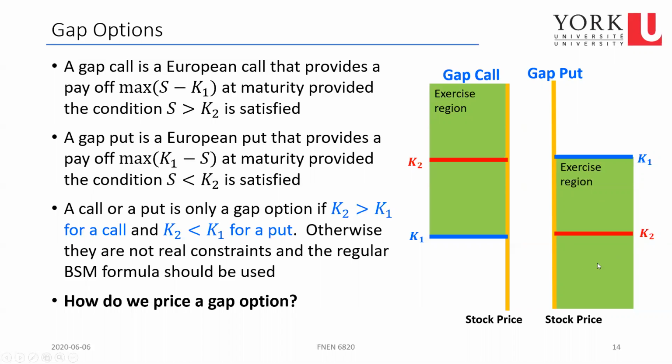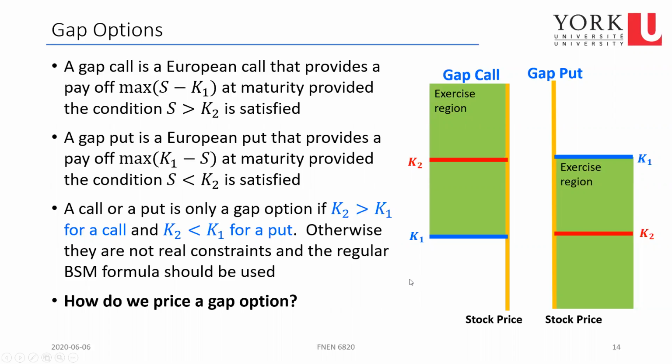Let's say the S is here. The payoff is really K1 minus S. However, there's another condition that S must be lower than K2 as well. So essentially, you can think of gap options as cheaper variations of the regular call and put. They're cheaper because they have more requirements, and the additional requirement decreases value.